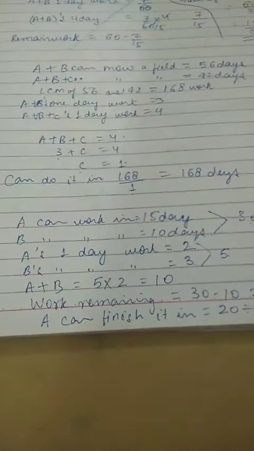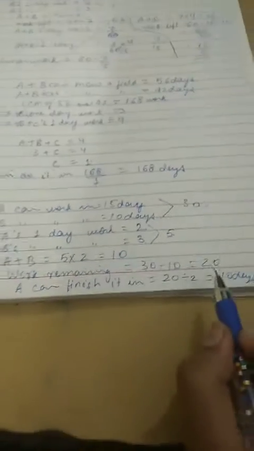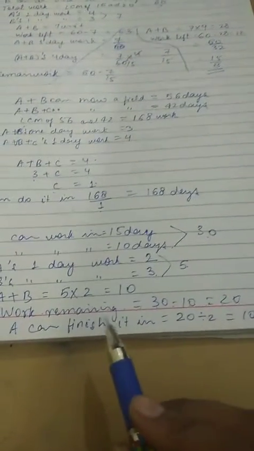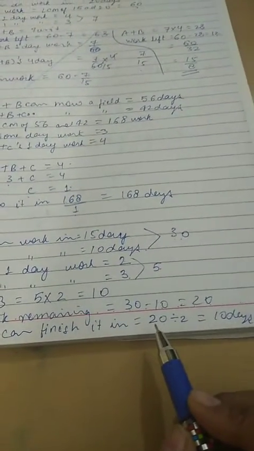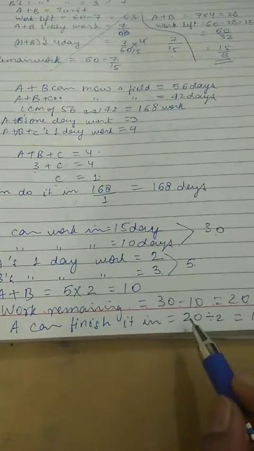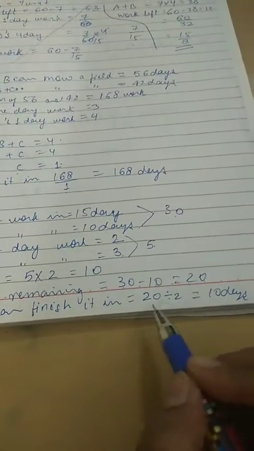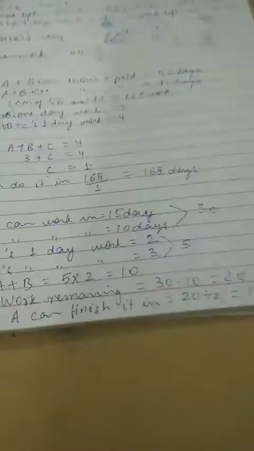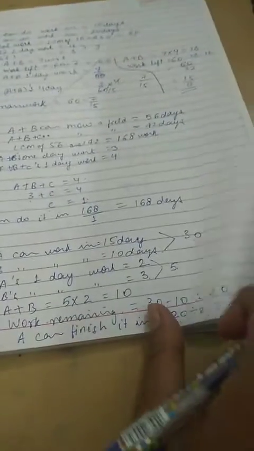Now they are asking how long A will take to finish the remaining work. The remaining work is 20, and you can see A's capacity is 2, so 20 divided by 2, that is 10 days. A will take 10 days to finish the work.